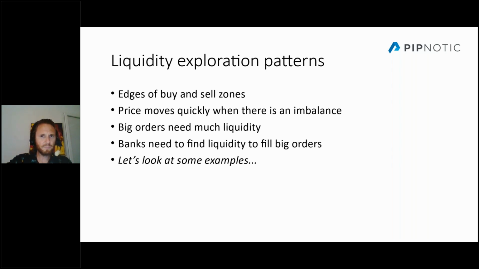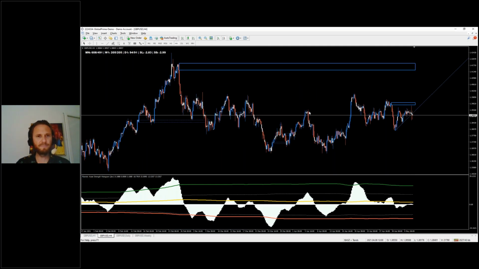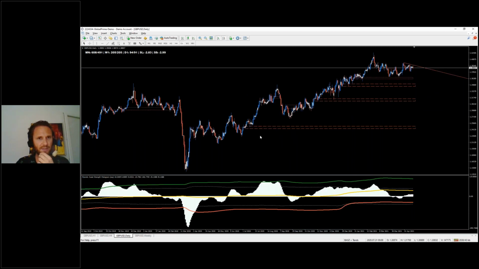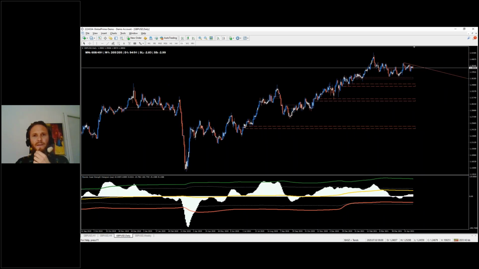Okay. Yeah, price moves quickly when there is an imbalance, a big imbalance, as we've seen. Big orders need much liquidity. And this is interesting, actually. Let's see if we can find another chart. Okay, let's have a look at, I just want to find a really clear example of what's going on. Okay, so let's have a look at this here. This is not a perfect example, but it'll do.